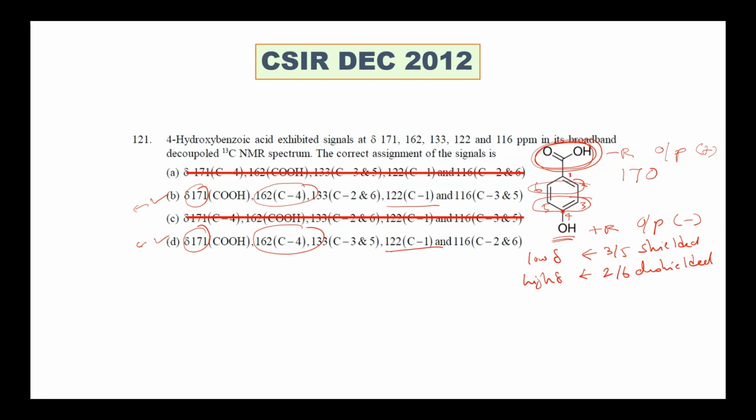So based on that, just pick the answer. So 2 and 6 should be high delta. 3 and 5 should be low delta. So answer is option B. Is that not?